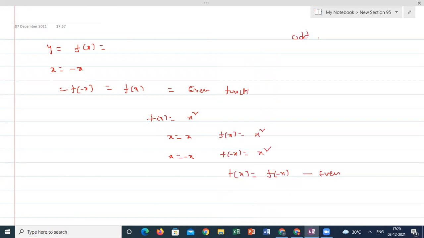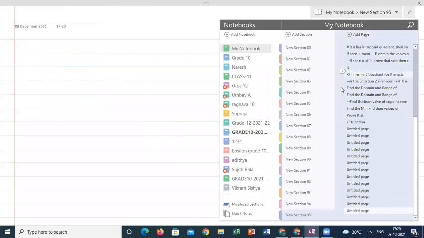When it comes to odd functions, my y is equal to f of x. If I'm substituting x is equal to x, y is equal to f of x. If I'm substituting x is equal to minus x, in case you are getting minus of f of x, then it is called an odd function. The best examples of odd functions are all cubic and exponent powers.